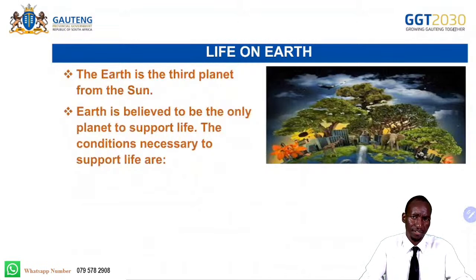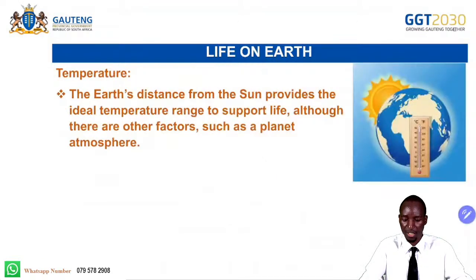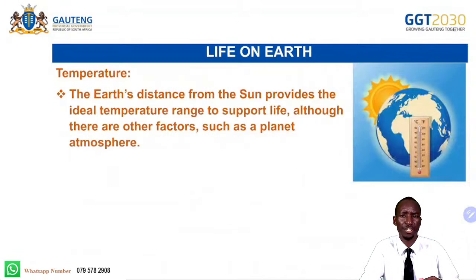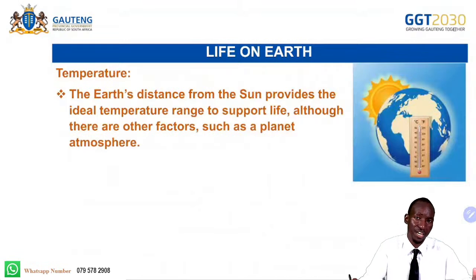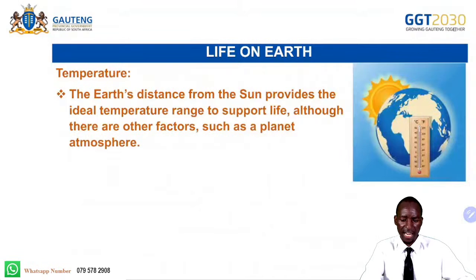Why is planet Earth the only planet that is able to support life? We go through the conditions that make it possible for planet Earth to be the only planet to support life. One, we've got a moderate temperature that the planet Earth offers. The Earth's distance from the sun provides the ideal temperature range to support life, although it can have other factors such as the planet's atmosphere, but the temperature that is offered by the sun is moderate and makes it possible for planet Earth to be able to support life.